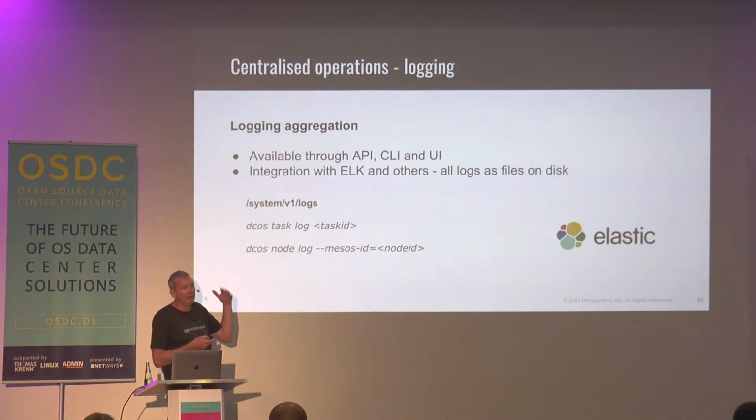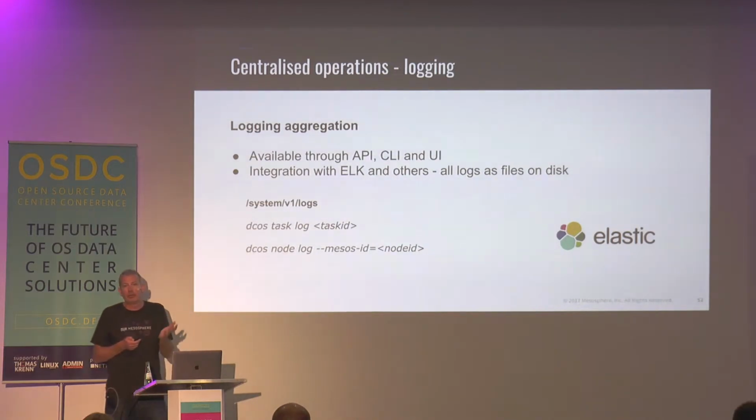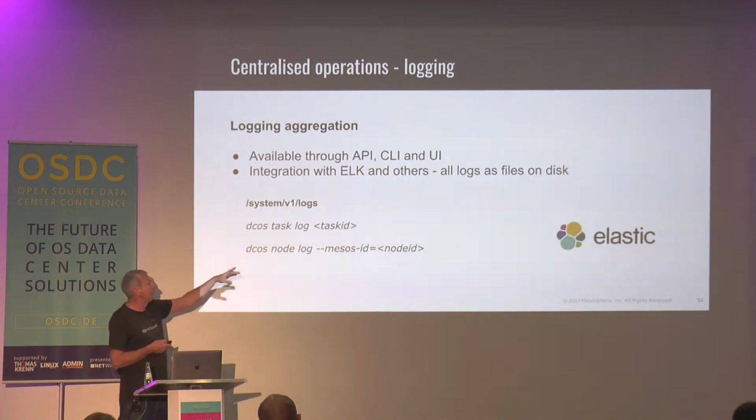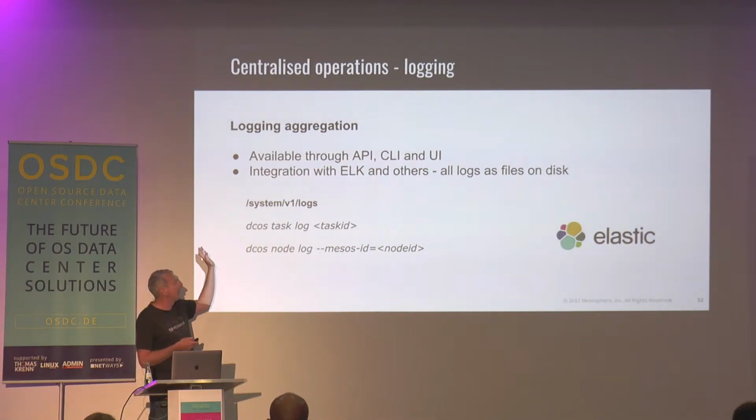And so those logs are all available as files on the disk, so that you can run something like Filebeat and just pick up every single task that's running within your cluster. And then from the API, we've got the logs endpoint, and from the CLI, you can do a bunch of stuff. There's a ton more of these, but this is just to give you an idea.